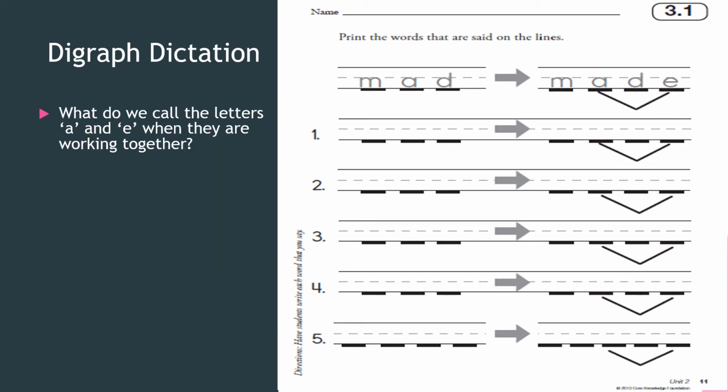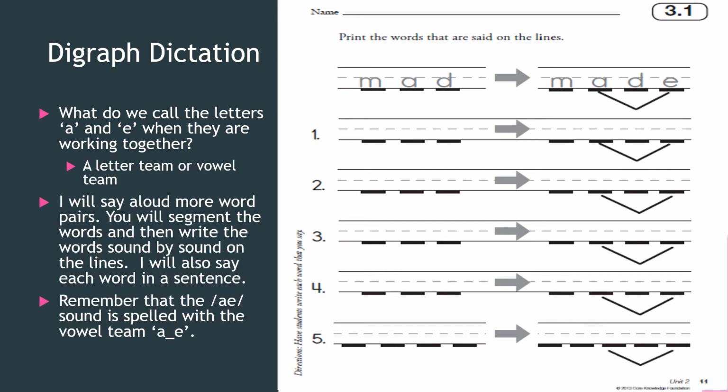What do we call the letters A and E when they are working together? Do you remember? We call them a letter team or a vowel team. You can also call these vowel digraphs. All are correct. So now we can do our activity. I will say more word pairs. You can repeat the words. Then I want you to segment or break apart the words into each sound and write each sound on the lines. I will also say the word in a sentence. Remember that the A sound is spelled with the vowel team A-E.